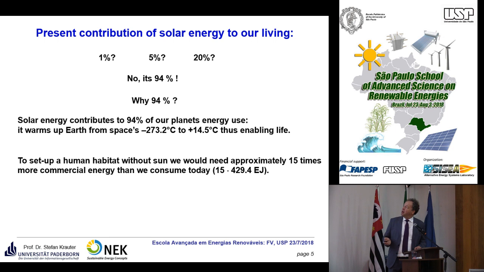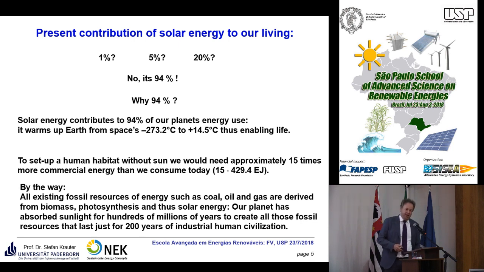If we wouldn't have the sun, we would need about 50 times the world's energy consumption we have today, which is already a lot, which is 429.4 exajoules. Remember exajoule? How much is it? 10 to the power of? 18, exactly. 10 to the power of 18 joules, a lot, and we would need 50 times that. So it's really a lot, and we just have to do it one time to substitute the existing energy consumption by solar energy.